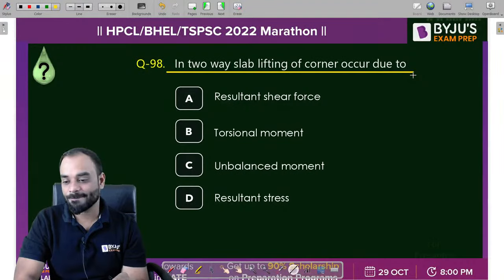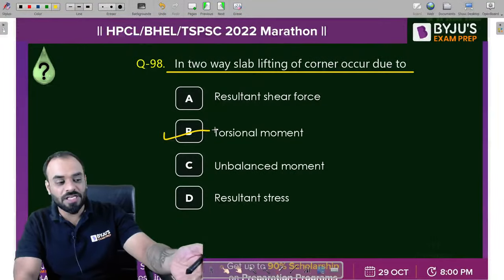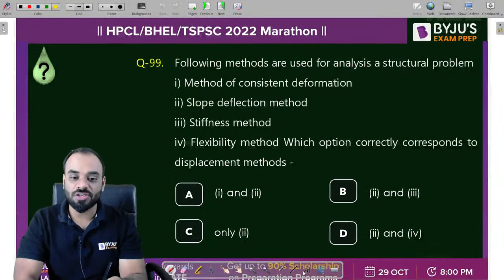Tell me, guys. Torsional, very nice. Torsional moment. Due to torsional moment, that particular corner may get lifted. Right? Very nice. Next question.